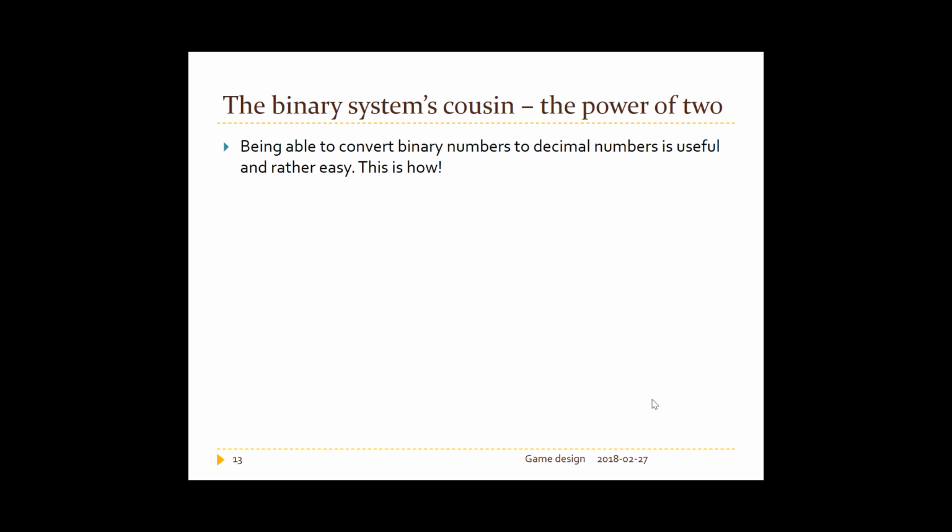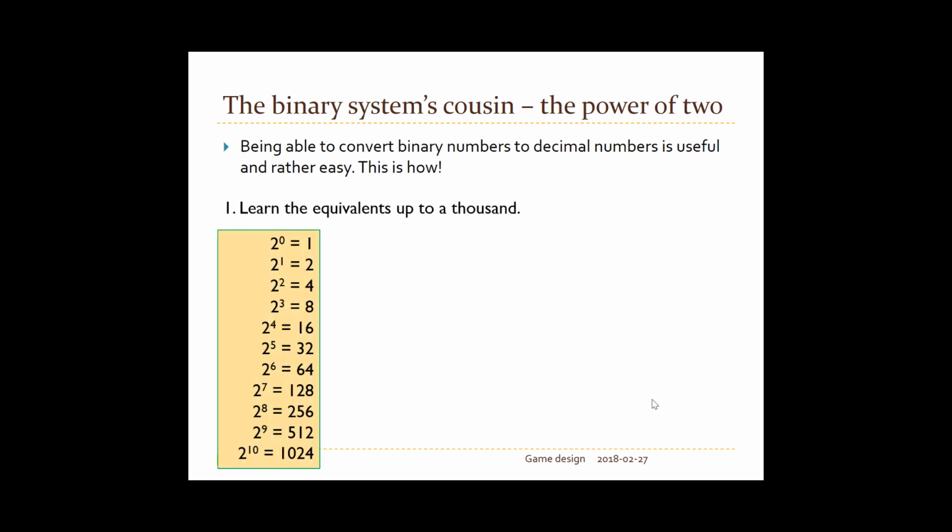Because that makes it easy to convert binary numbers to decimal numbers. Let me show you how this works. First, you need to learn the equivalents up to 1000. So 2 to the power of 0 is 1, 2 to the power of 1 is 2, and then you have 4, 8, 16, 32, 64, 128, 256, 512, and 1024. And you have seen these, I promise you, you have seen these values a number of times. You saw them on the USB drives, 16, 32, 64, 128, and 256. Or perhaps not 256, but 128 anyway.